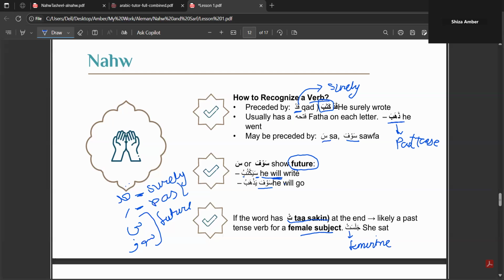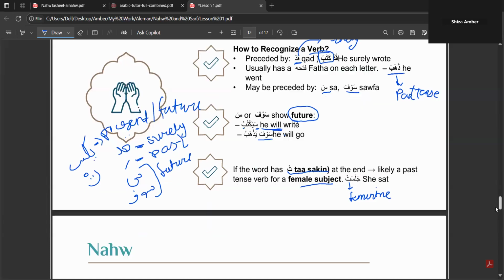And if there is ya before it, yaktubu for example, then this will be present tense, present or future. It can be both of them. But if there's seen or sawfa, then that clearly means that we are talking about the future tense. And if there's a ta sakin, meaning the word ends with a sukoon, then that is also a verb. Is it understandable or is it too much? No, it's understandable. Perfect, mashallah.